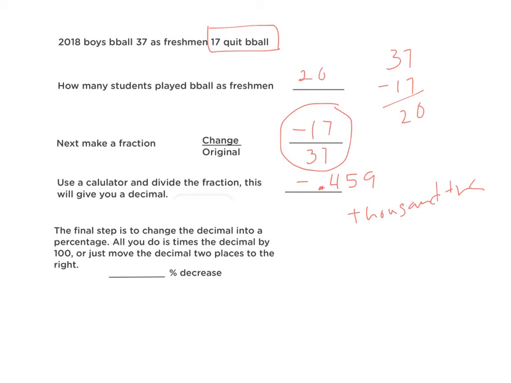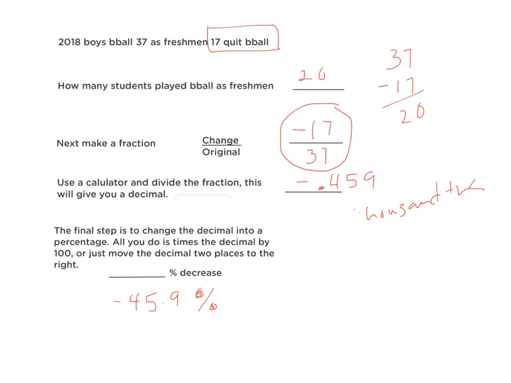The final step is that we're going to take this decimal point and move it over twice, and that's going to change it into a percentage. You could times this by 100 if you wanted to just use a calculator, or just move the decimal point over to the right twice to give us negative 45.9%.